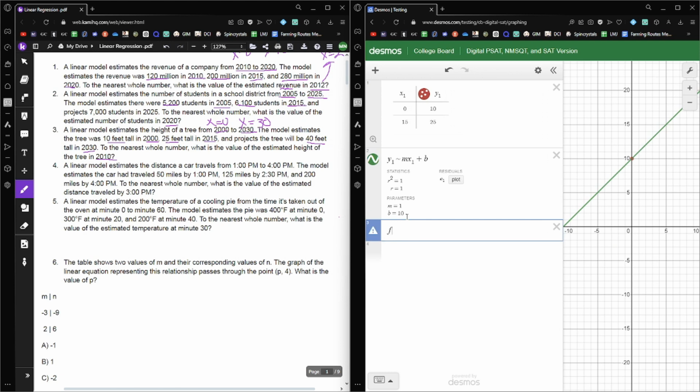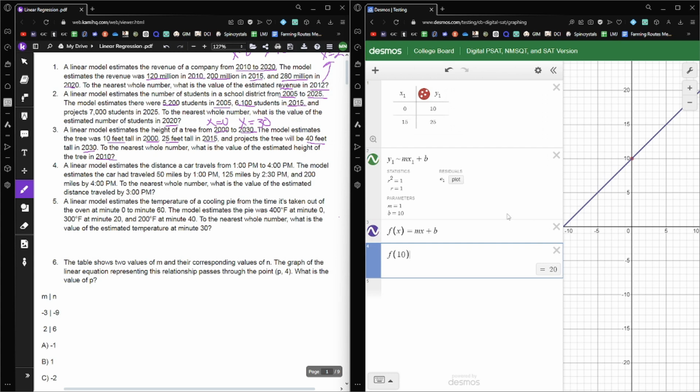I'm going to do the f of x thing again. So f of x is equal to mx plus b. And then we can just do f of 2010. That's 10 years from 2000, so we'll be doing f of 10. And we get the answer is 20, so the tree would be 20 feet tall.